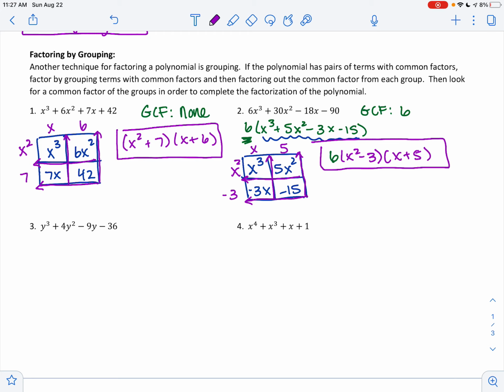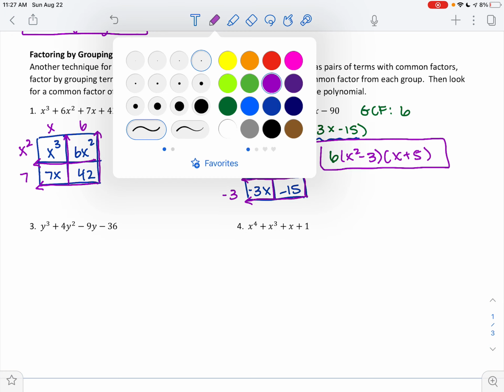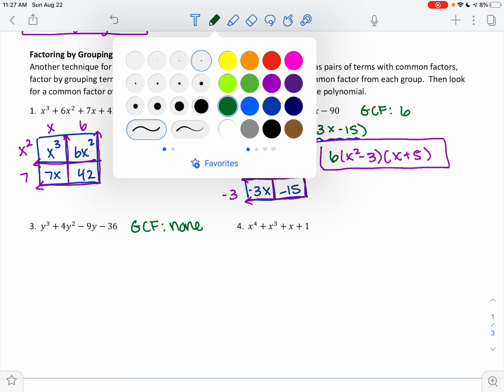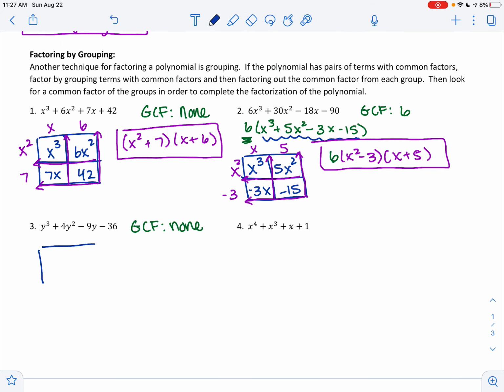Let's try example 3. The first thing that we want to do is look for a greatest common factor, and here I do not have one. So then I can go straight to the area model. I'm going to take the first term, put it in the first box, second term in the second box, third term in the third box, fourth term in the fourth box.